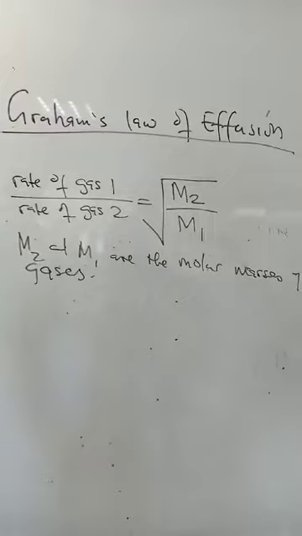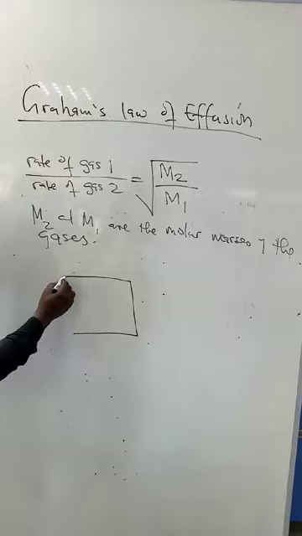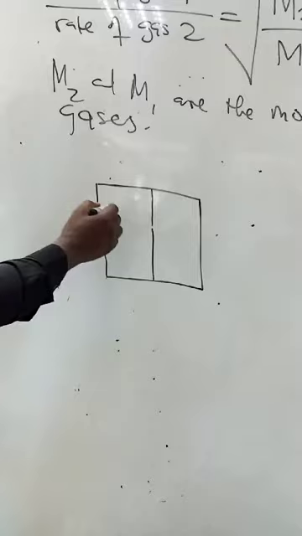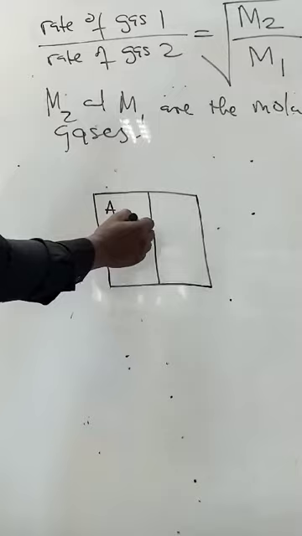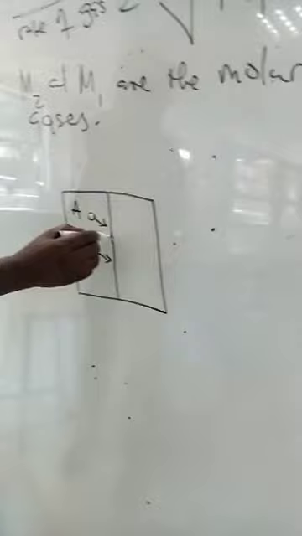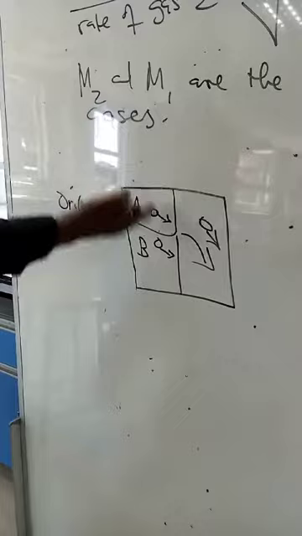Effusion is different from diffusion. We know that diffusion simply means the mixing of the gases. Now effusion is a situation whereby a gas is in a container, let's say here we have gas A and gas B, and this other chamber is a vacuum, so the gases will simply try to pass through this pinhole, which is called an orifice, into this evacuated chamber. So the rate at which these gases move, here we are simply measuring the speed of the gases based on their molar masses.